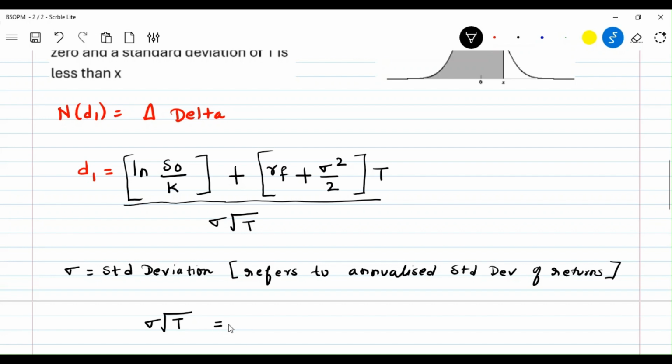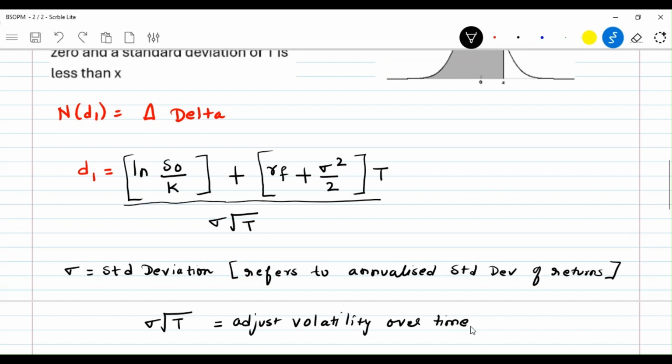So what does it do? It basically adjusts volatility over time. So if it is only for 1 year, okay, I can understand that it's all 12 months. But if it is for 3 months, I have to adjust that volatility over time, and that is the reason why in the denominator you will find standard deviation with respect to the time.